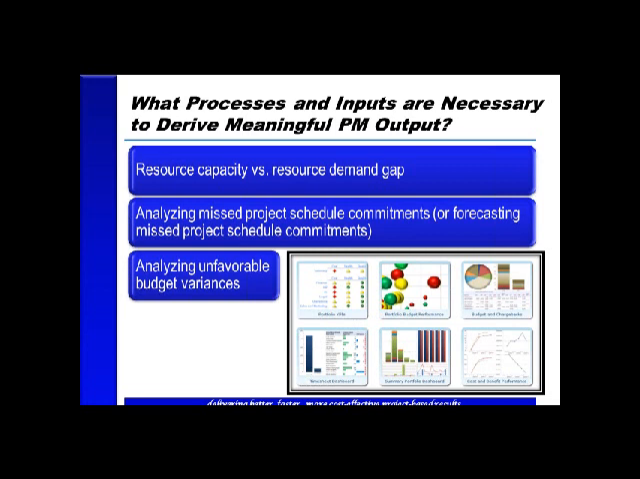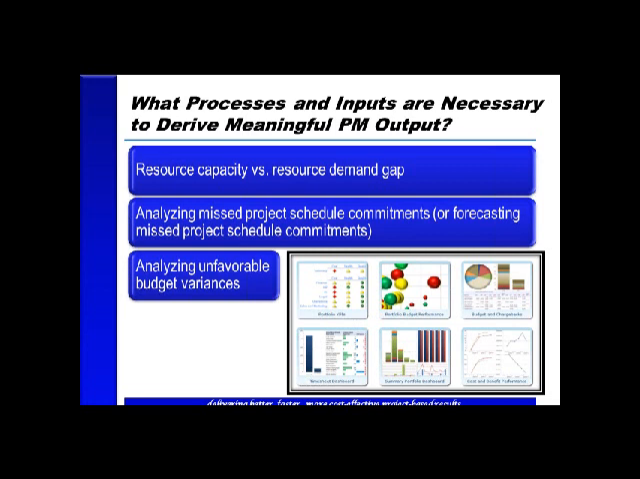Okay, so just a couple of examples here. Resource capacity versus resource demand, and what's the gap. Analyzing missed project schedule commitments or forecasting missed project schedule commitments. So the idea of either we had a key milestone that was supposed to start or supposed to finish, and it hasn't, or even what project management tools allow us to do is to forecast the variance.